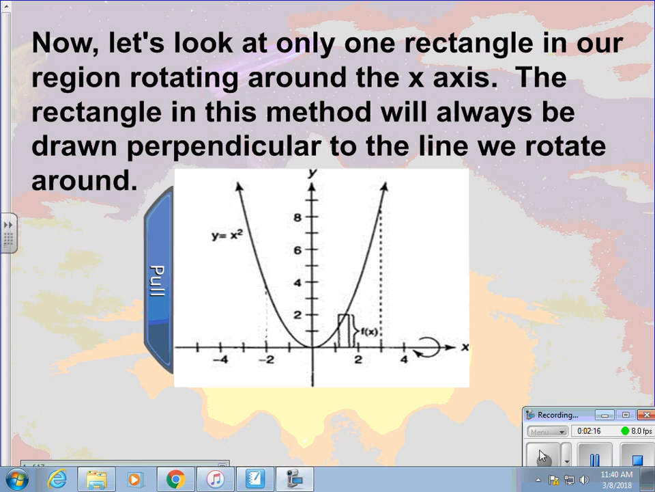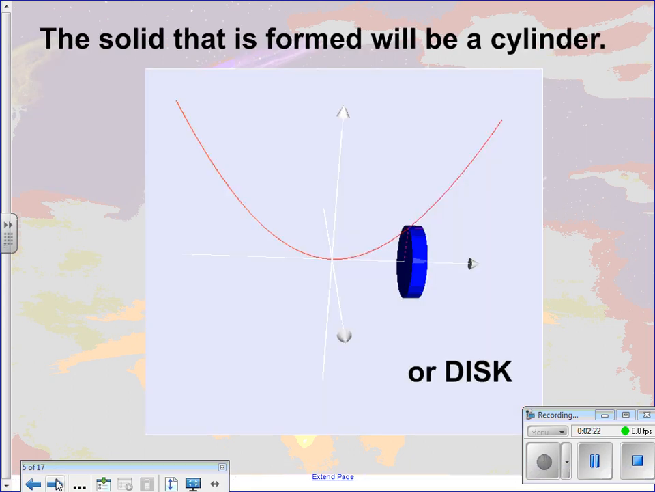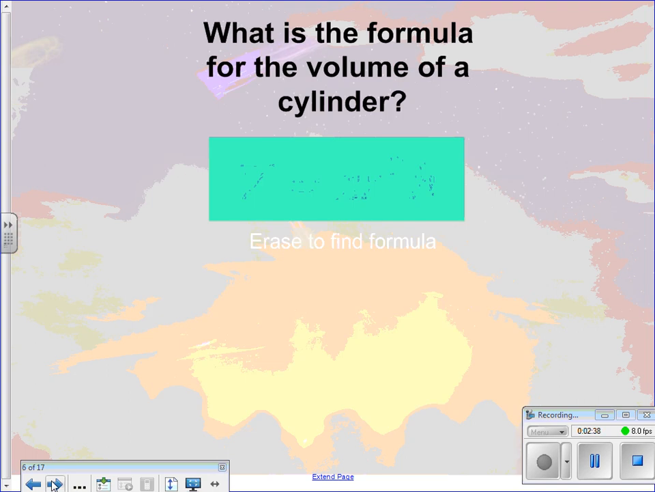And what we're going to do is rotate that one rectangle around the x-axis. And what do you get when you rotate that rectangle? You get a disk. You get a solid disk. So what is the formula for the volume of a disk, or of a cylinder? Pi r squared h. You should know this one. You are smart people, right? Usually.